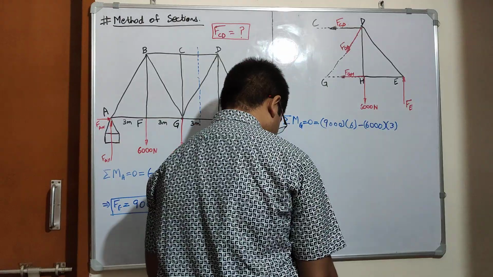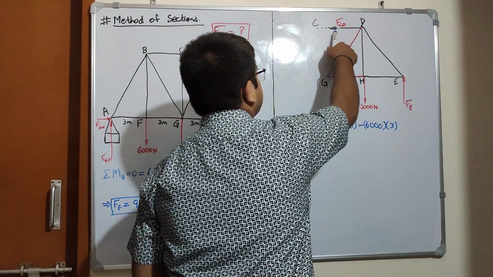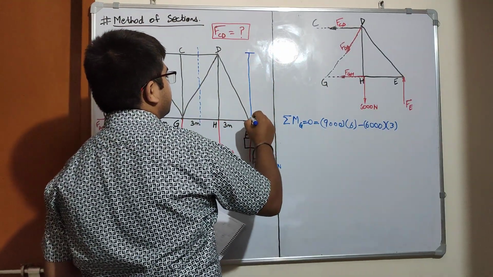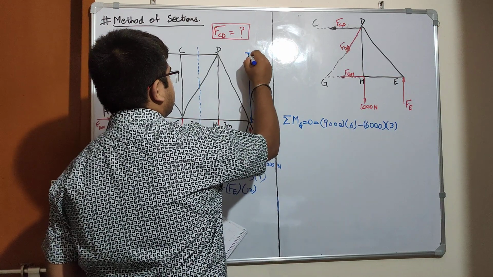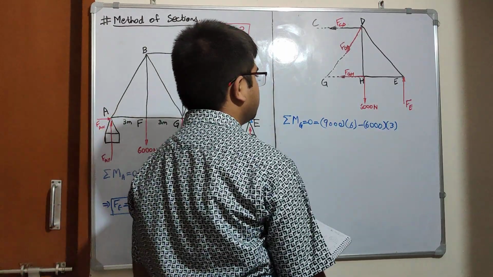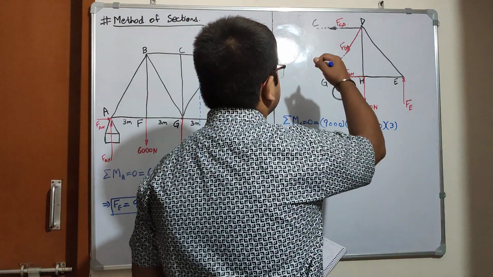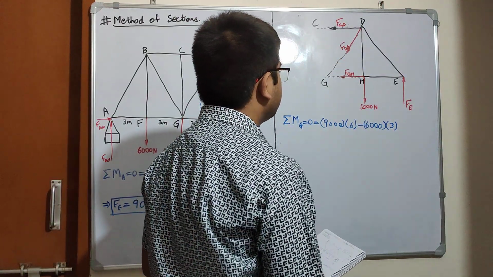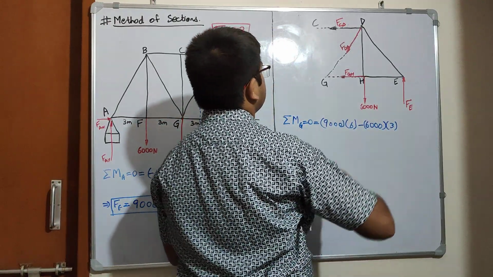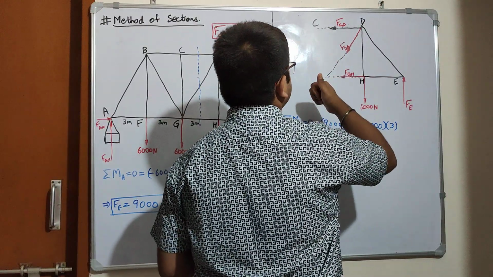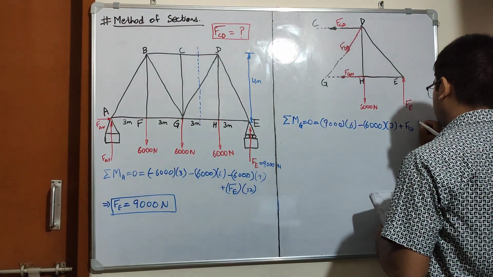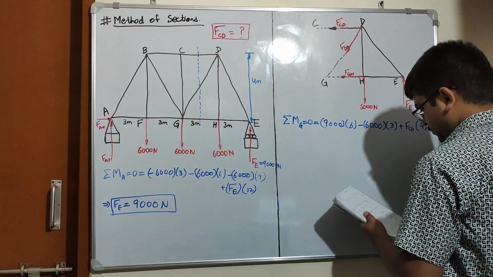And we have the force FCD, and this value is 4. This was given as 4. So FCD is in a clockwise sense, so negative. This one is in a positive sense because it is in an anti-clockwise sense. FCD cross 4.